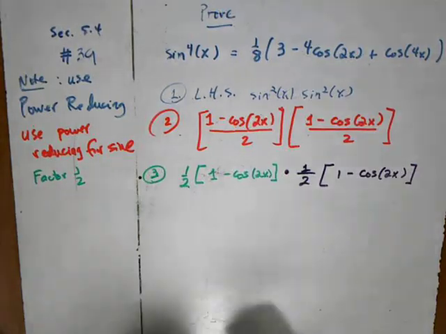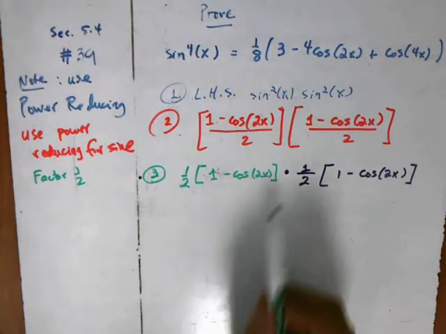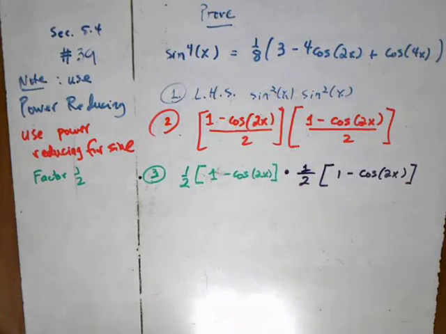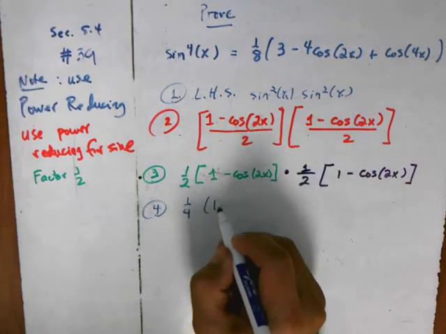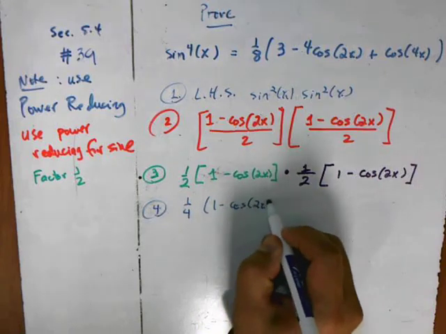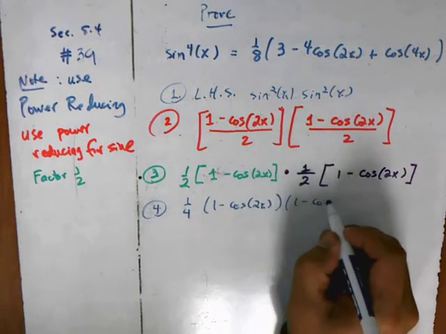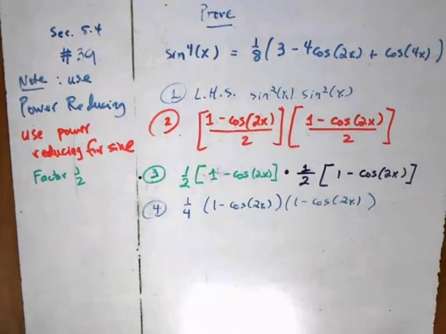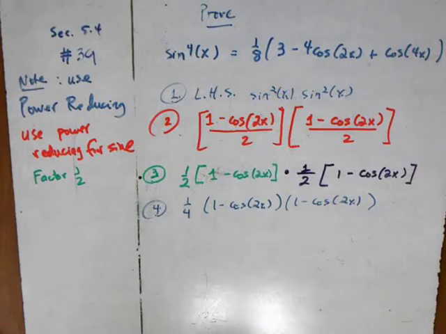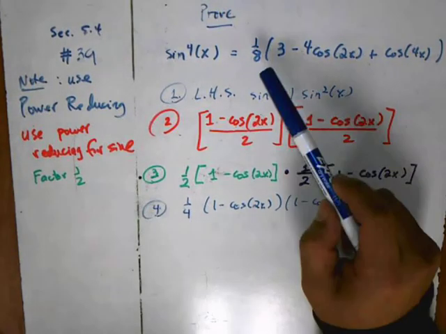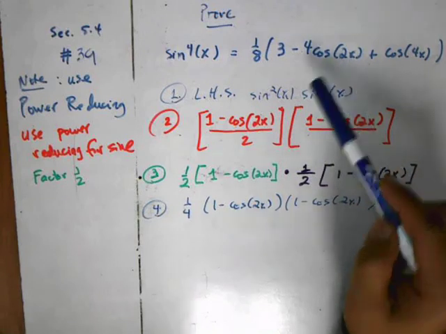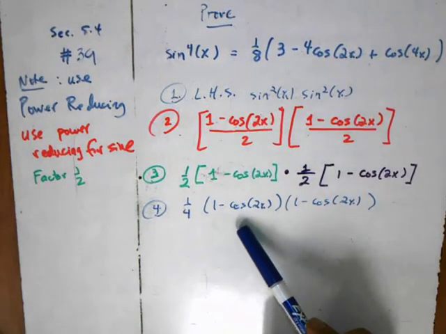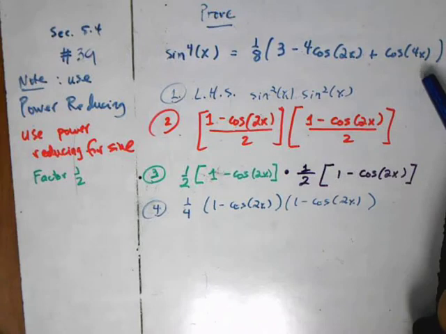And then you can see here that I can regroup things. I can put the 1/2 and 1/2 together. So now I will get 1/2 times 1/2, that's just 1/4, times 1 minus cosine 2x times 1 minus cosine 2x. At this point, we've succeeded about half of the things that we wanted to do. We wanted 1/8 and we got 1/4. We wanted a cosine 2x and I got one of those. Now I need to somehow get a cosine 4x out of here.